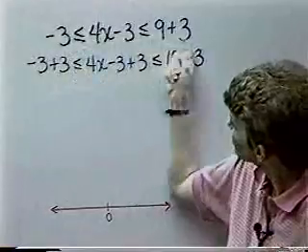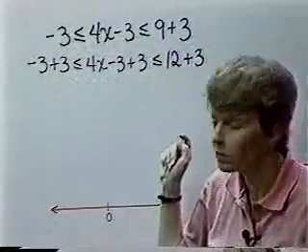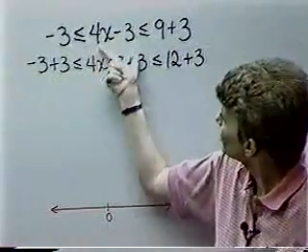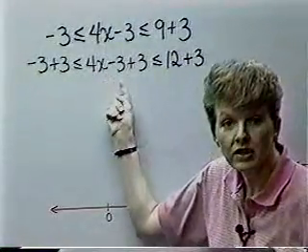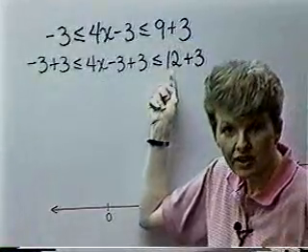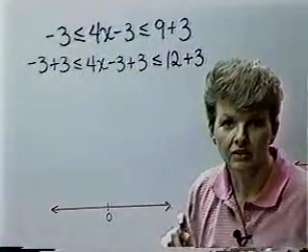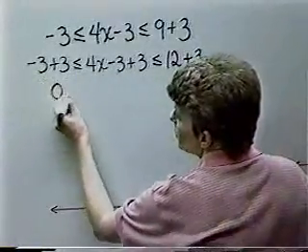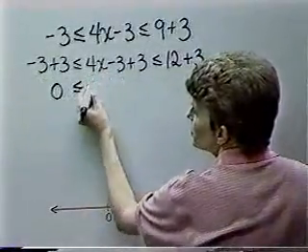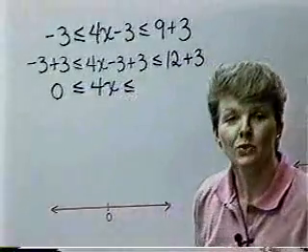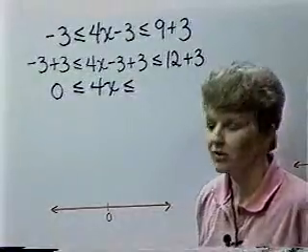Once again, here's my original compound inequality. Negative 3, I added 3. 4x minus 3, I added 3. 9 plus 3, which is 12, I added 3. Let's simplify and see what happens. I have 0 less than or equal to 4x less than or equal to 12 plus 3, or 15.